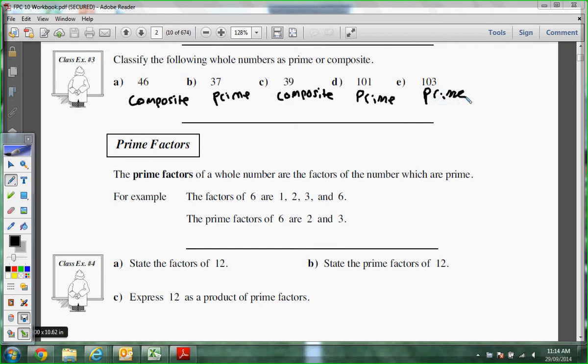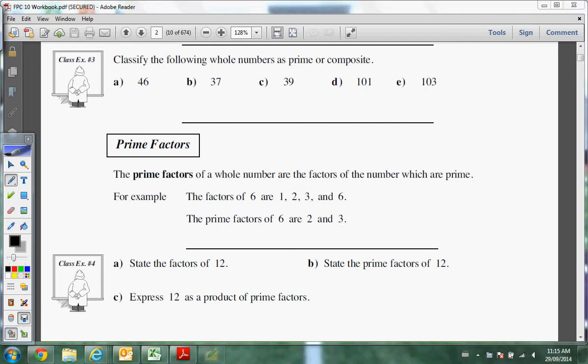Okay, the prime factors of a whole number are the factors of the number which are prime. For example, the factors of 6 are 1, 2, 3, and 6, and the prime numbers are 2 and 3. Okay, those are your prime factors. This is going to help us break numbers down.